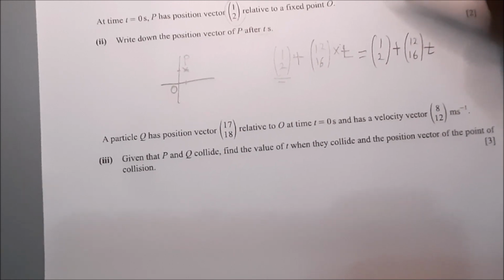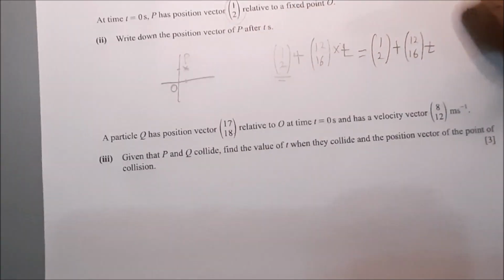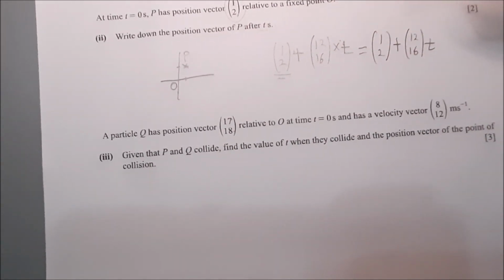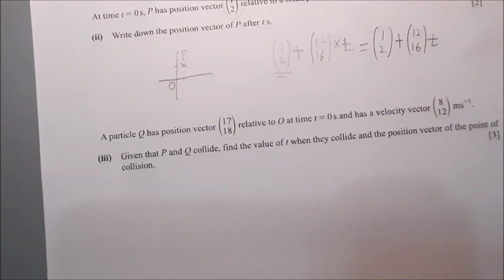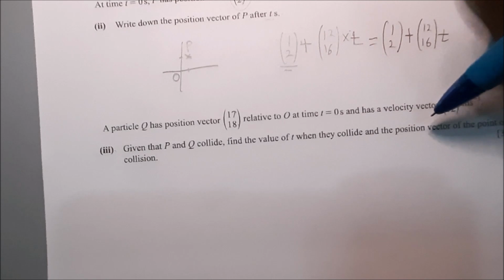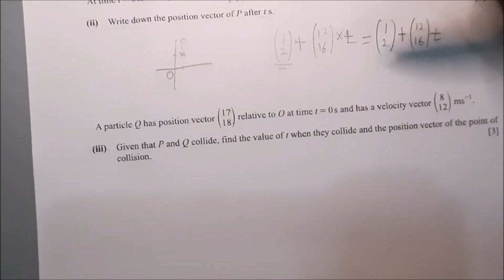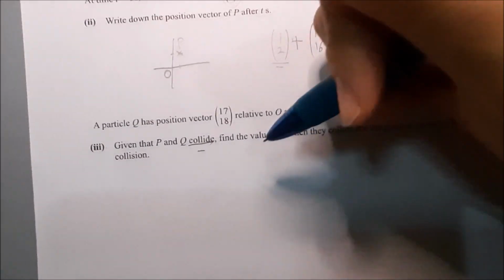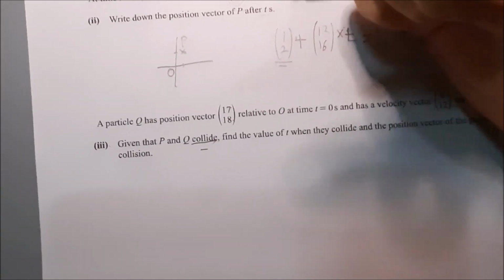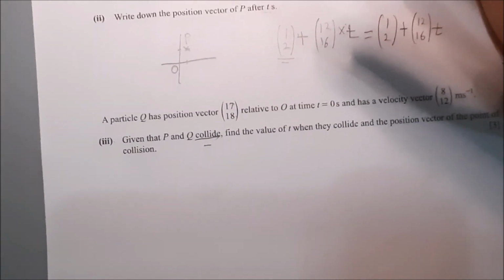A particle Q has position vector 17, 18 relative to O at time t equals 0 seconds and has a velocity vector 8, 12 meters per second. Part 3. Given that P and Q collide, find the value of t when they collide and the position vector of the point of collision. So the first thing you have to realize is that whenever two particles collide, they are at the same position vector.